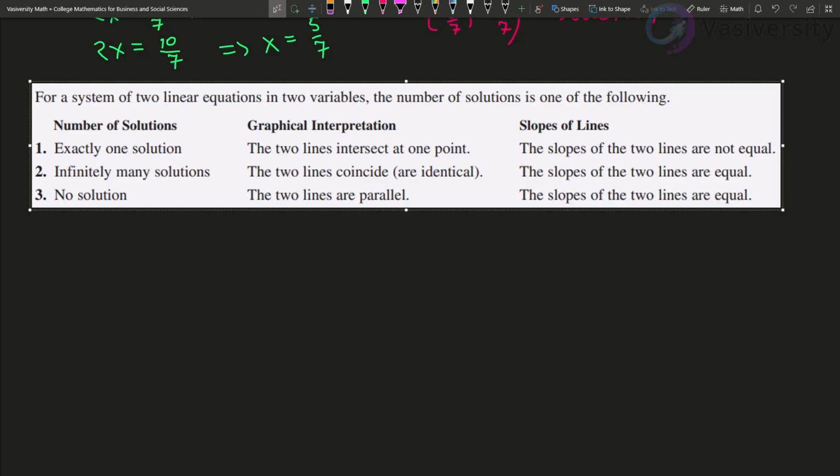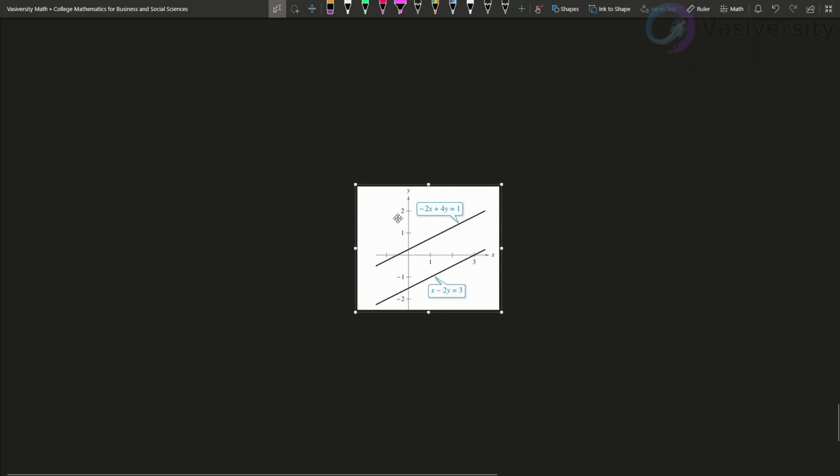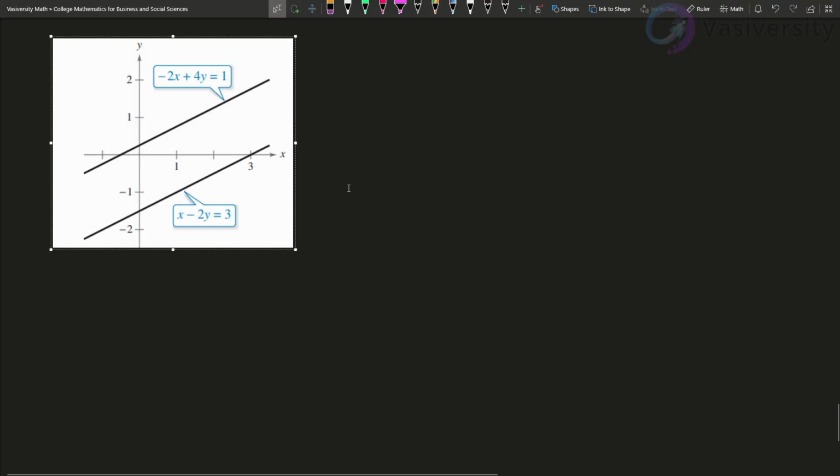So that one is an interesting part. Let's take a look at this example right here, a perfect example. Here, the first equation is negative 2x plus 4y is equal to 1. The second equation is x minus 2y is equal to 3. Let me actually adjust the second equation. If we multiply it by negative 2, I'm going to get negative 2x plus 4y is equal to, since I multiply by negative 2, negative 6. And our top equation is negative 2x plus 4y is equal to 1.